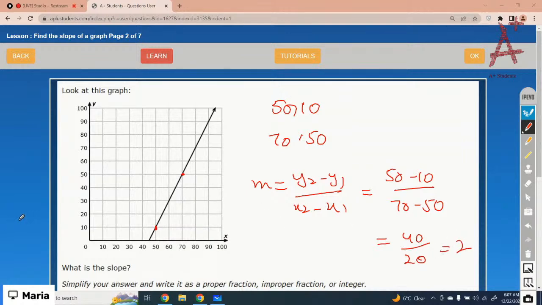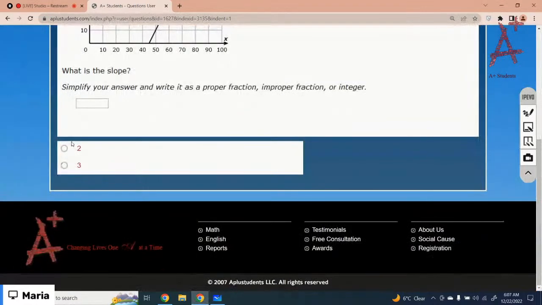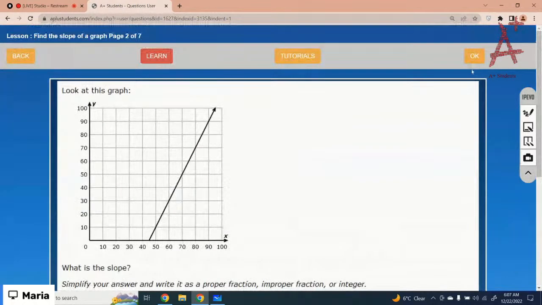So it is 40 over 20, which is 2. Got it? So that means the slope of this graph is 2. So the correct option is 2. Just select the correct option, then click on the OK button. Got it?